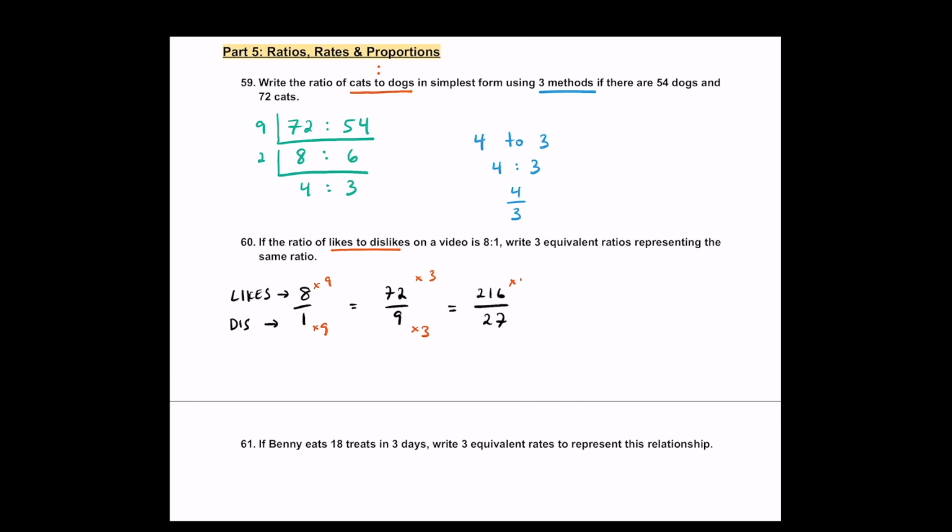And maybe for good measure, I'll multiply them both by 100 to keep the same ratio here. So this would be 21,600 likes on something. But that means to keep the same ratio of dislikes, you have to have 2,700 dislikes. So these are all 3 equivalent ratios of 8 to 1. As long as you do the same thing to the top and bottom, you're going to get an equivalent ratio.